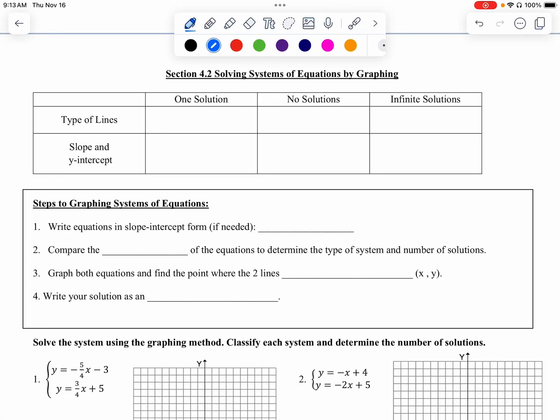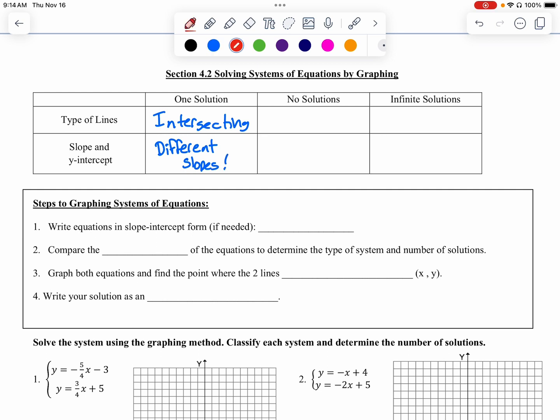Welcome everybody. Today we're talking about 4.2, solving systems of equations by graphing. So last class we looked at different types of lines. So one type, if it has one solution, the lines are intersecting or crossing each other. And intersecting lines, if you're just looking at the equations, they're going to have different slopes. And then their y-intercepts could be the same or they could be different. But what matters is they have different slopes.